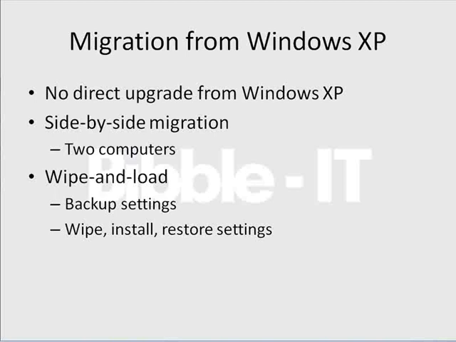The other method of doing the migration is a wipe and load. You would back up all of your settings on your Windows XP machine. You would then format, reinstall Windows 7 over the top of XP, and then restore your settings back in. The last module that we're going to look at will cover how you make sure you keep hold of all your personal settings and information.